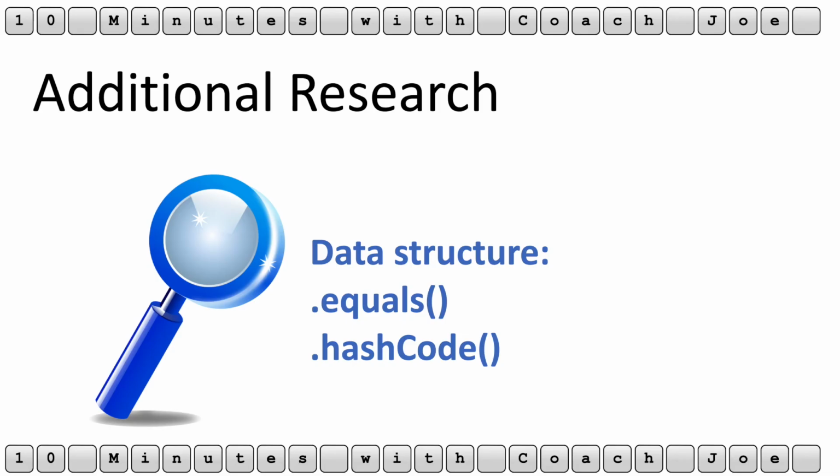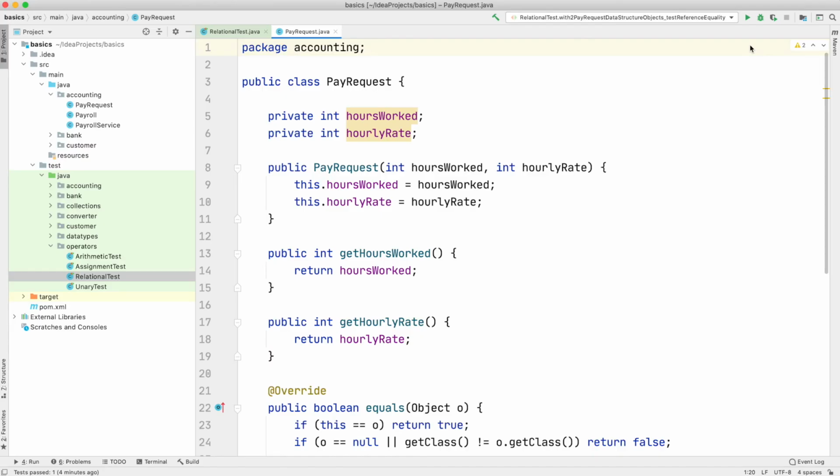Look for a Coach Joe workshop on equals and hash code in a data structure to help with testing for equality in objects. You may want to do some additional research to learn more. Here's a summary of the code that we wrote in this lesson.